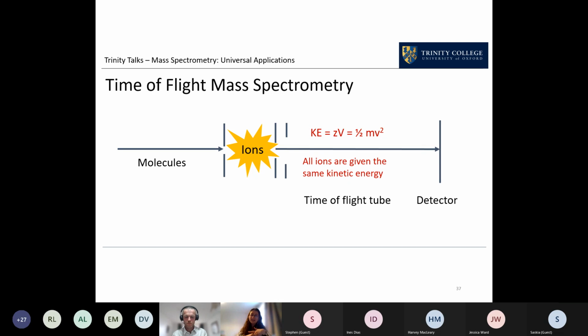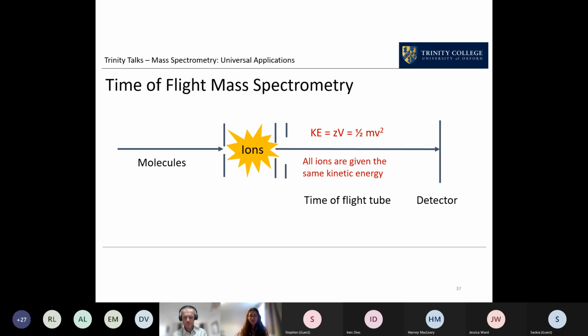So you can see that if all the ions of the same charge have the same kinetic energy, that means different masses will have different speeds. And that's why this is time of flight mass spectrometry. You make your ions, they fly down a tube, and they will fly at different speeds according to their mass. And then all you need to do is when they hit the detector, the detector notes down, obviously, what time they hit the detector. And we do the maths backwards, rearrange some equations to figure out what their mass was.